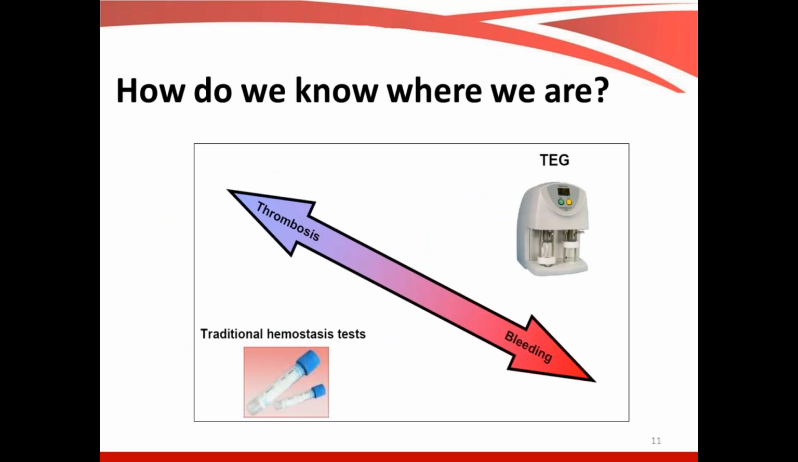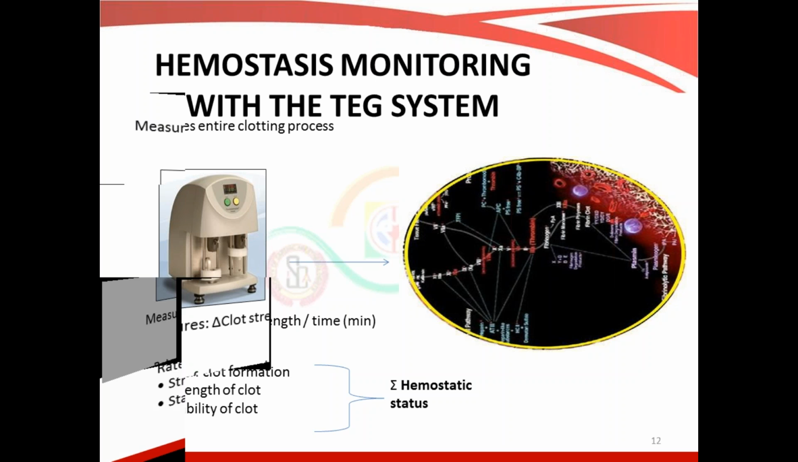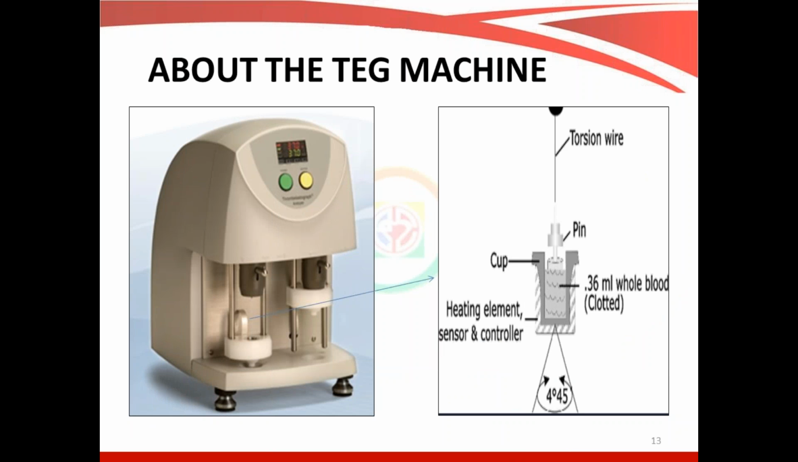Now, how do we know where we are? The balance keeps tilting. It is the duty of the TEG, which measures the entire extrinsic, the intrinsic as well as the common pathway, and tells you about the strength of the clot and the stability of the clot. This is the machine. You can see this is the TEG machine. It has undergone many changes.